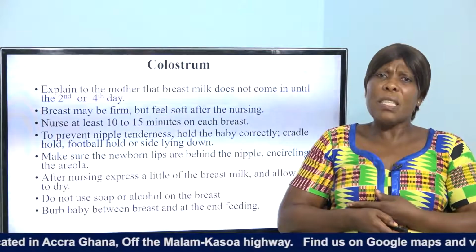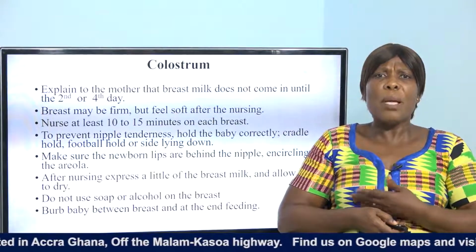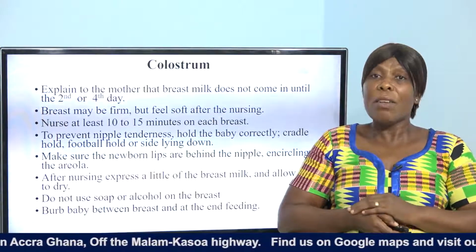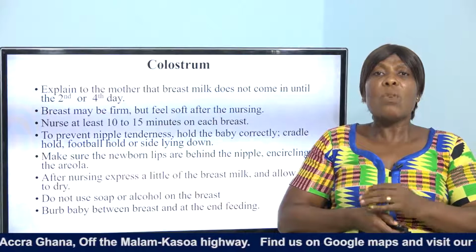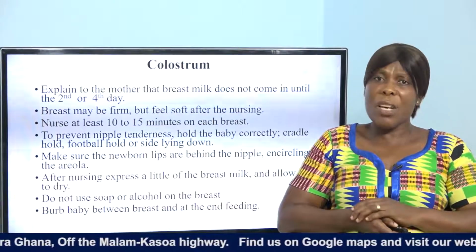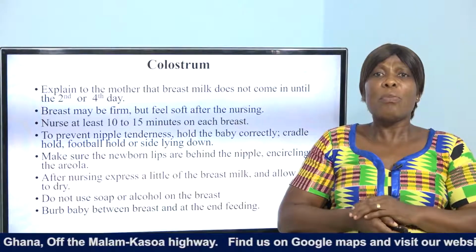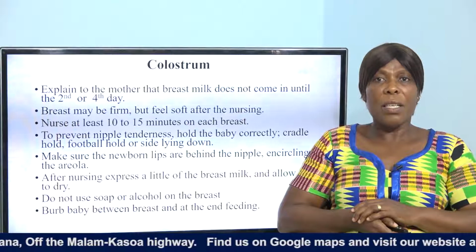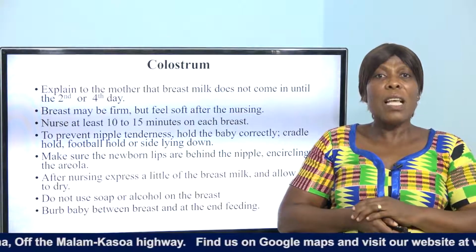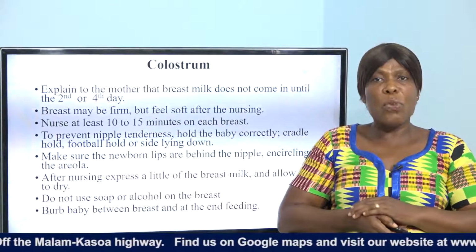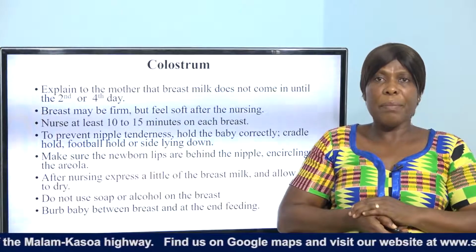After we feed the baby, we need to burp the baby, at least at the ending of each feed and in between the breasts. This will help prevent any aspiration, so that we won't have aspiration pneumonia. So to prevent this aspiration pneumonia, we need to burp the baby in between feeding.